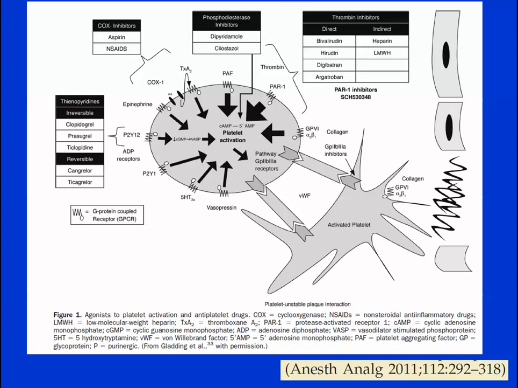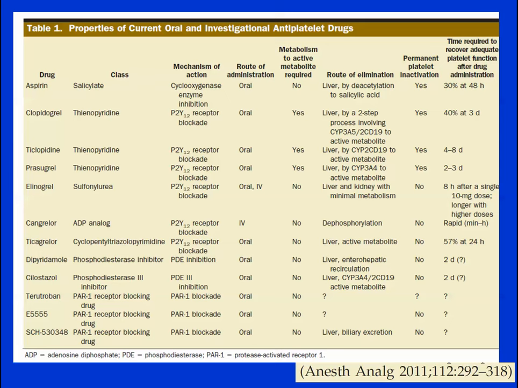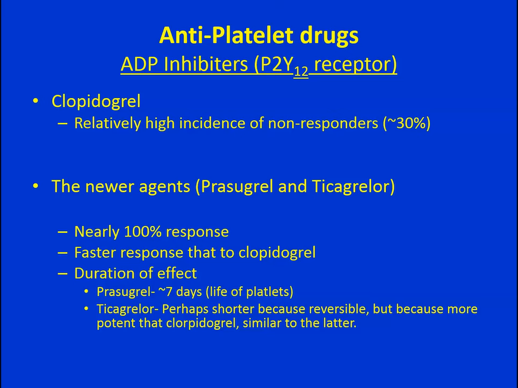This shows the site of action of the various antiplatelet agents. And this shows the properties of these various antiplatelet agents. Of the P2Y12 receptor inhibitors, the original one, or not the original, but the one most commonly used was clopidogrel. Problem with it is a relatively high incidence of non-responders. The good news is, though, that you can do a test for this using VerifyNow, and if they are non-responders, then you don't have to worry about adverse effects on bleeding.